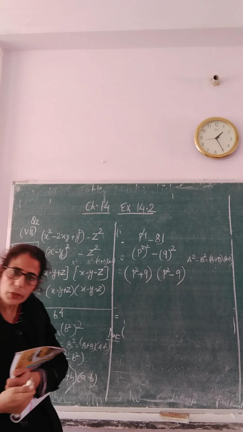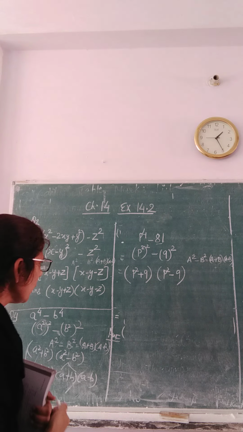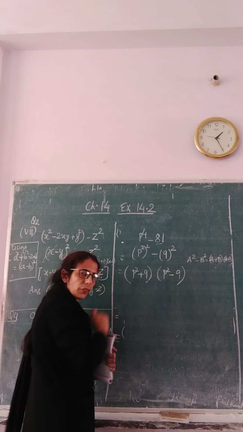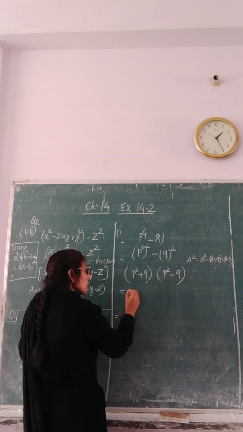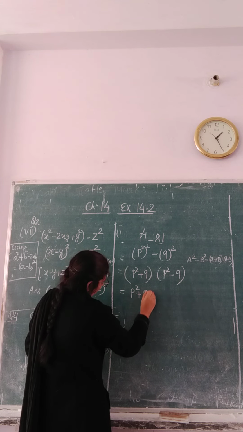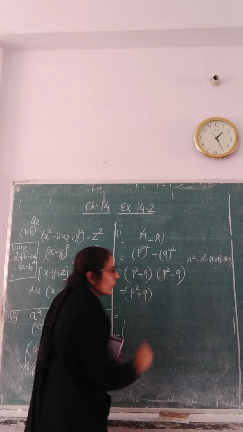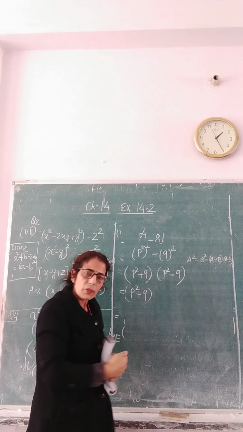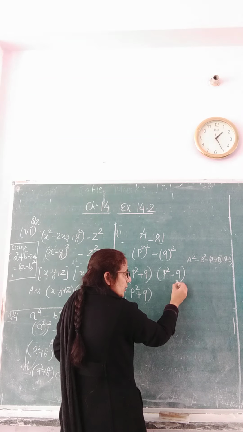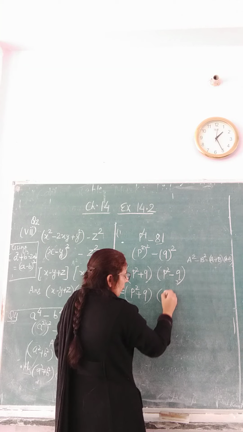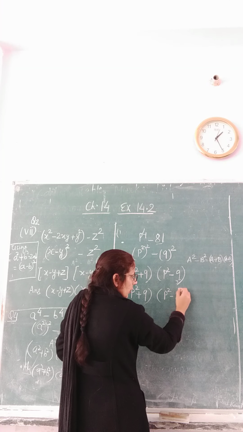Can we further do the factorization here? Is there any formula to factorize p square plus 9? No, this is itself one factor. But p square minus 9 can be further factorized. 9 is a perfect square number, so I can write it as p square minus 3 square.